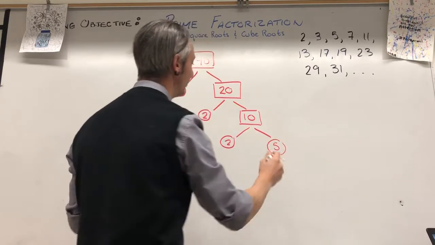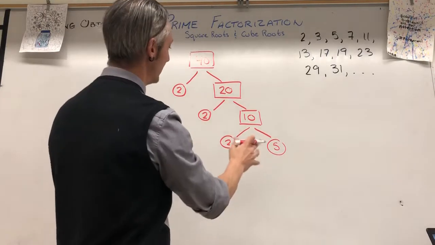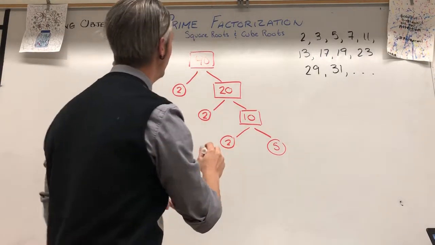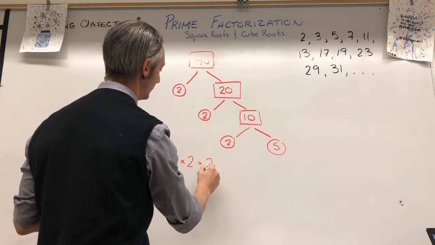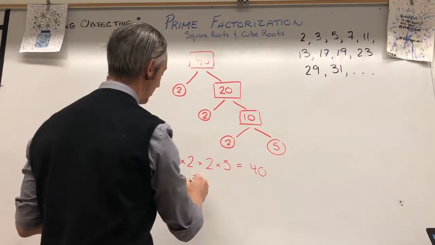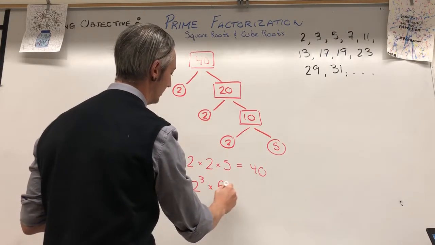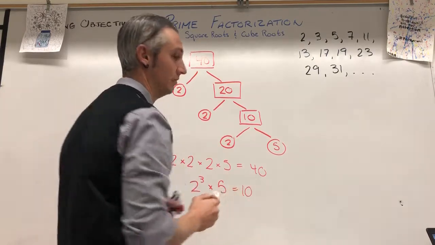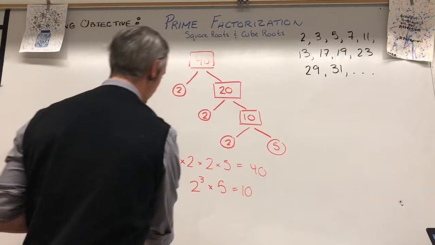So now I have no more squares left. All the ends of my branches are circles. This means that these are my prime factors for 40. And I can write it like this, in power form, 2 to the power 3, 2 times 2 times 2, times 5, is equal to 40. Okay, that's one example. Let's do one more quick example.